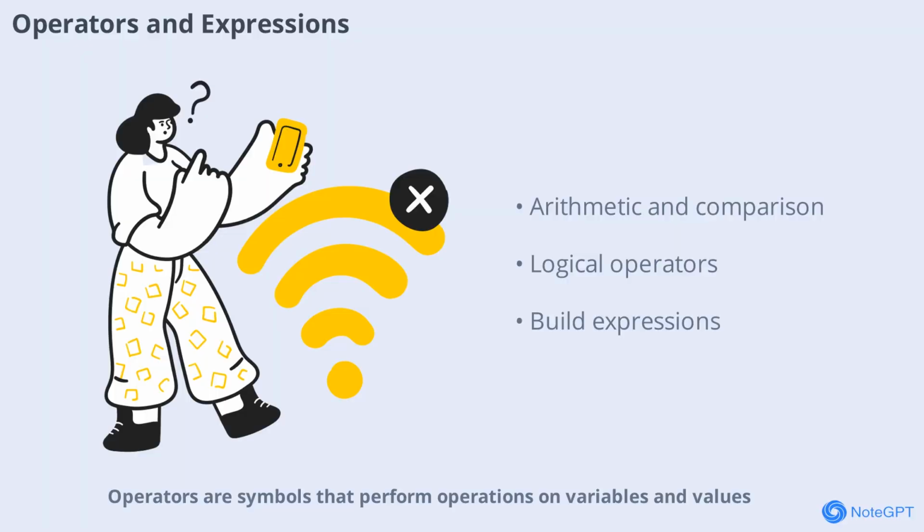Operators are symbols that perform operations on variables and values. JavaScript includes arithmetic operators like plus, asterisk, and slash, as well as comparison operators such as equals equals and equals equals equals. Logical operators like and help control the flow of your code.